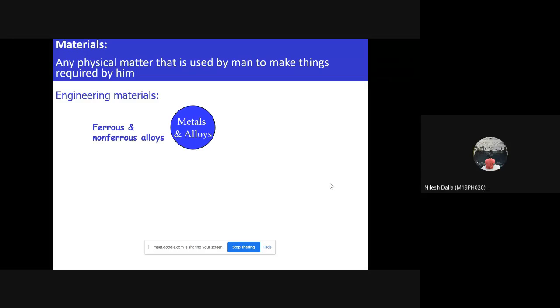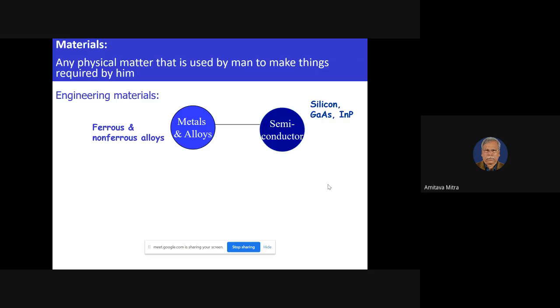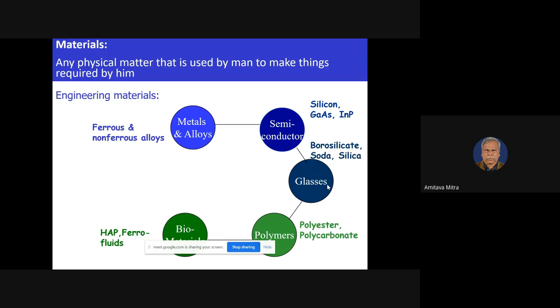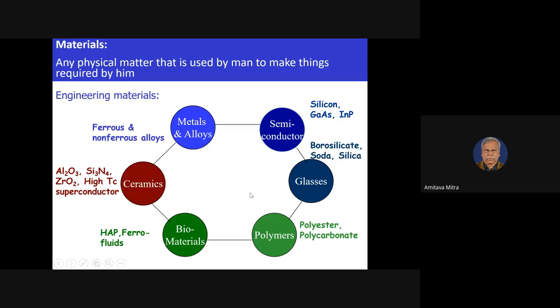So metals and alloys, semiconductors, glasses, polymers, biomaterials, ceramics, and a combination of these, which is called the composite materials.